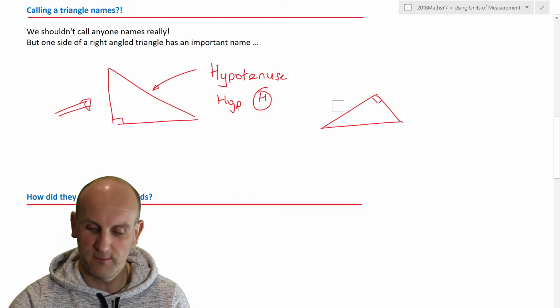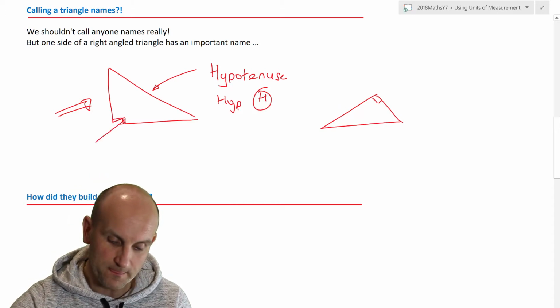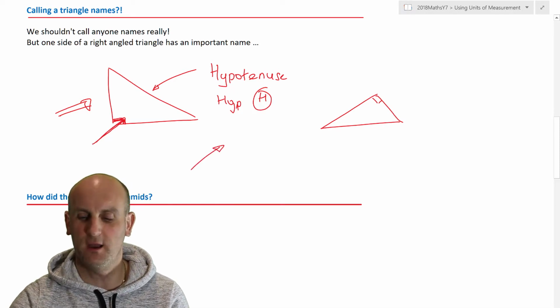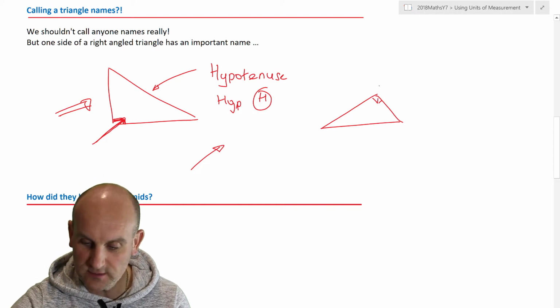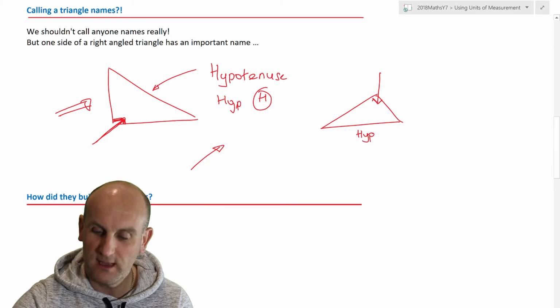But, ladies and gentlemen, I use a little bit of a trick. I actually think of the right angle as an arrowhead. There is an arrow pointing to my hypotenuse. So in this situation, if I was to draw a line there, there is my arrow. So this one here is my hypotenuse.